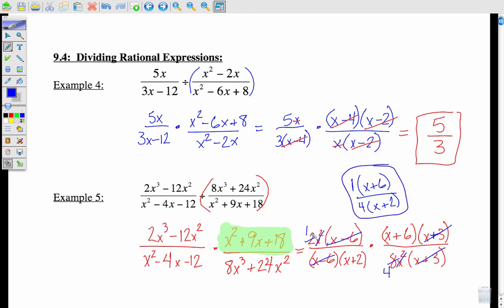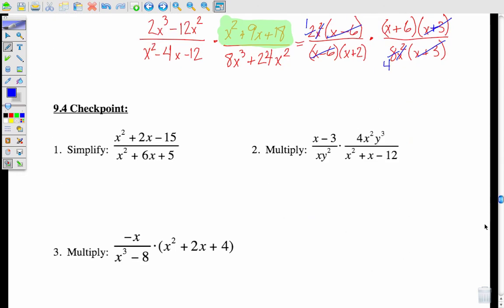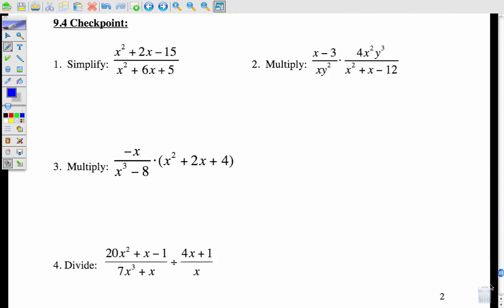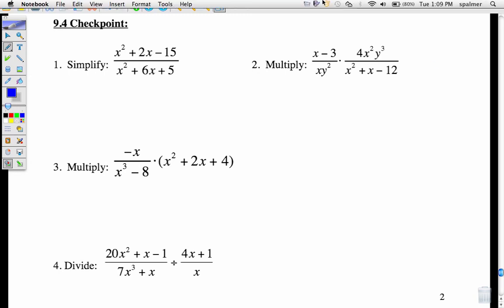Over, I'm left with an x plus 2, and it looks like a 4 down here. So it's a 4 parentheses x plus 2. There is nothing else to be canceled from here, so therefore, I'm officially done.